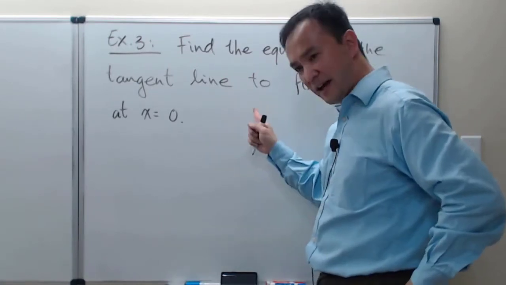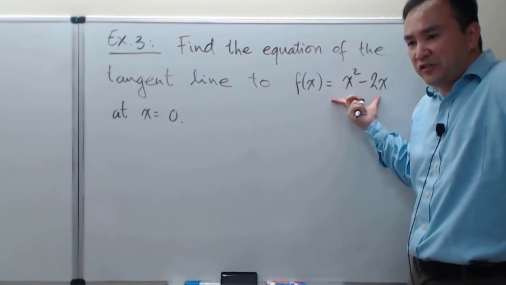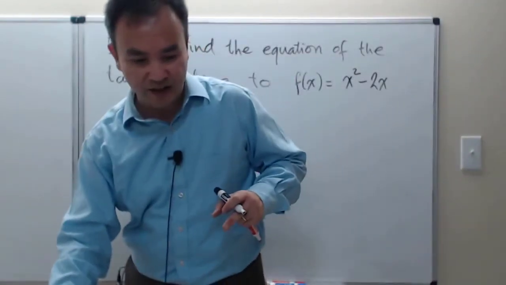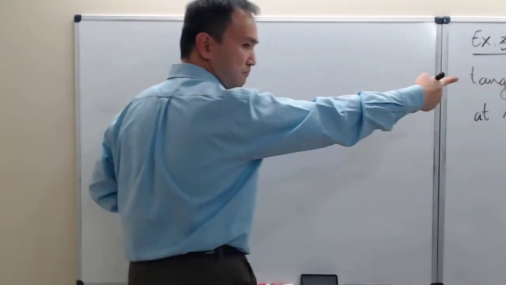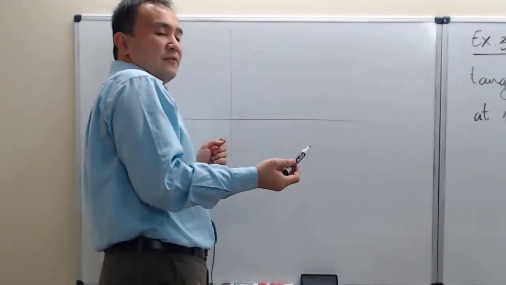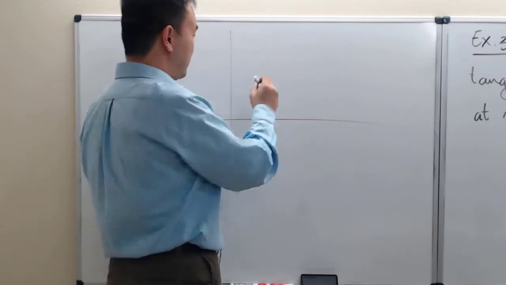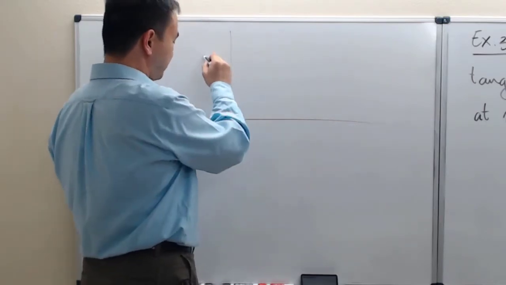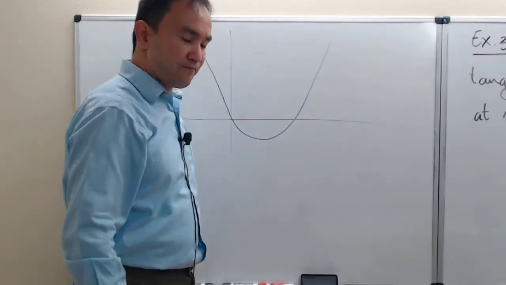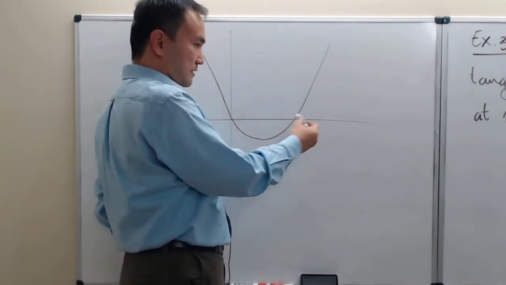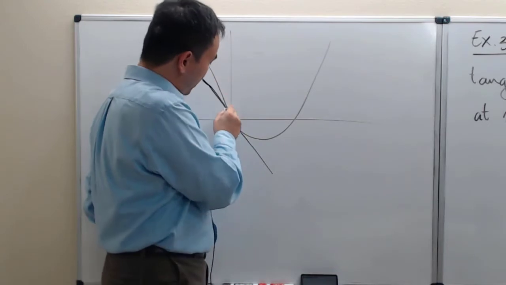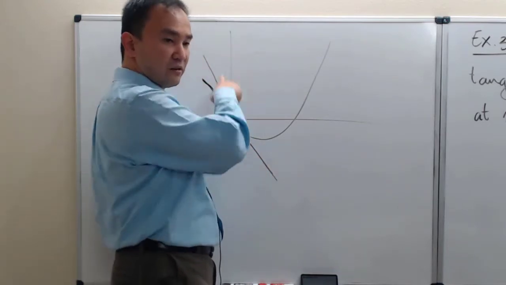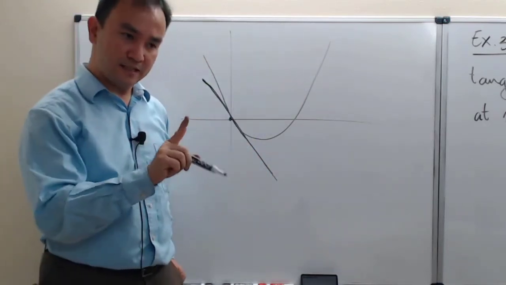But the point is that whatever function you have, it could have whatever crazy graph. The function itself is a quadratic function. So let's say it has a graph like this. Whatever graph that is, x equals 0 is a point. So we want to find the equation of that line tangent to the graph here. That's the purpose right there.